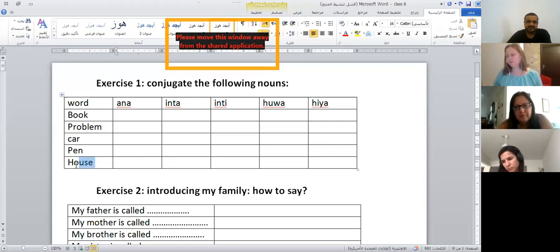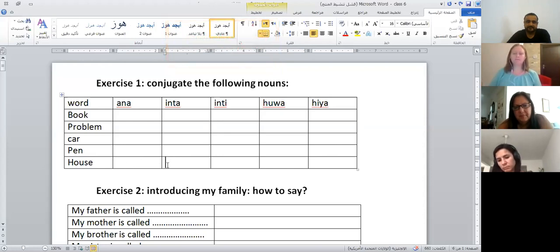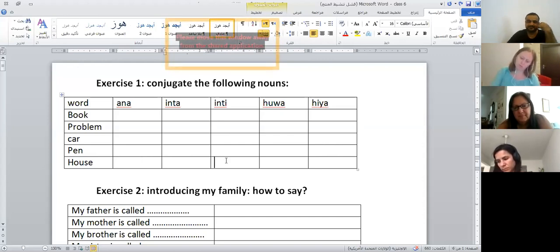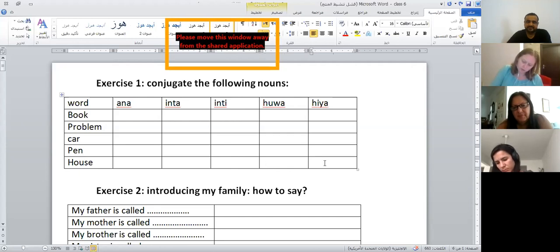So how to conjugate this? House, bed. Baiti. Baiti. Beitak. Beitish. Beituk. Beitha. Mumtaz.